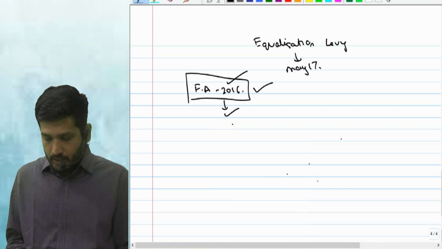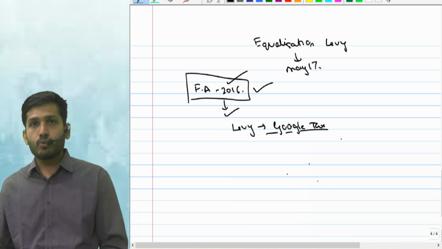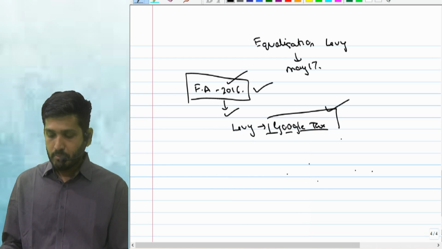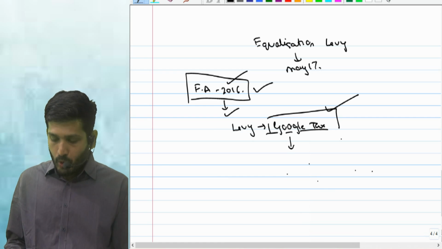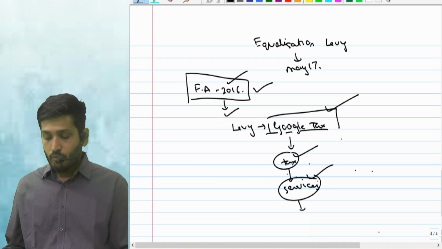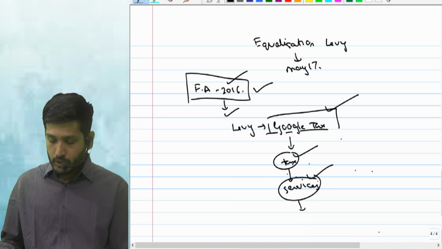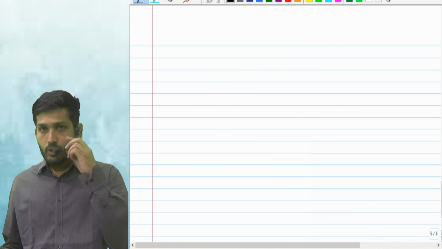Now this levy is also being called by a nickname, Google tax. Why is it so? Because predominantly the services provided by companies like Google are going to come into such a tax bracket. Here the levy has been introduced so that tax which was not getting collected earlier on services provided by such companies will now be covered, somewhat by way of reverse charge. It will be collected from the person who is enjoying that service, the recipient of the service. Fine. So understanding this, we will move directly to what the law says.